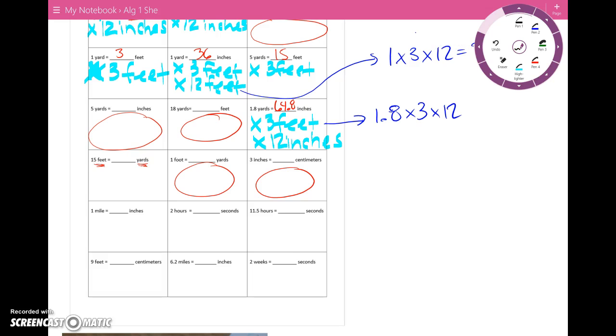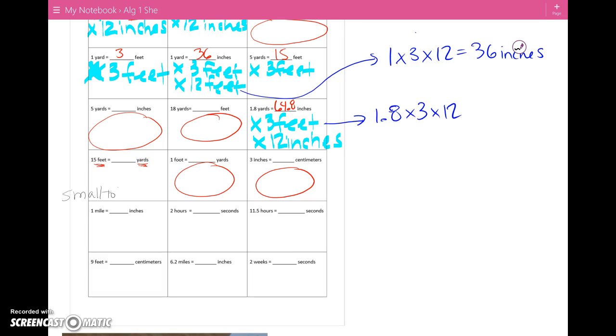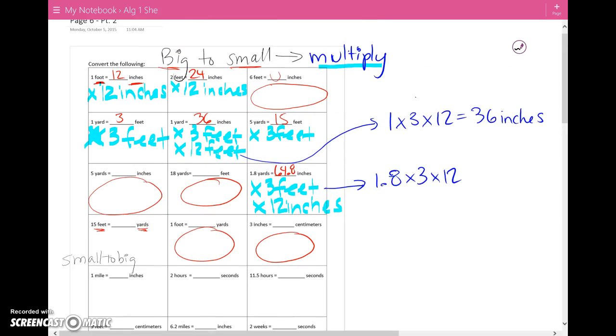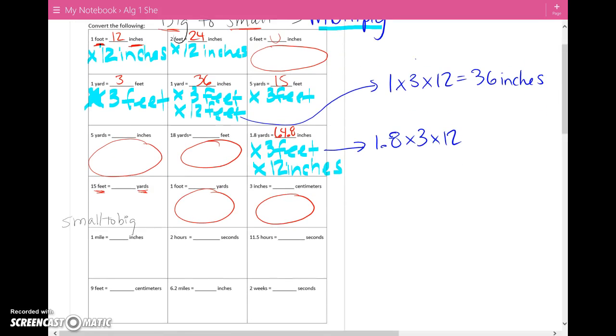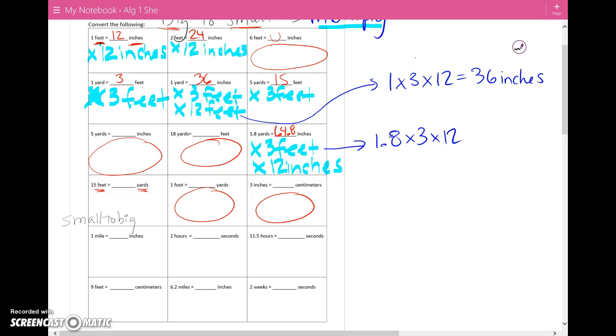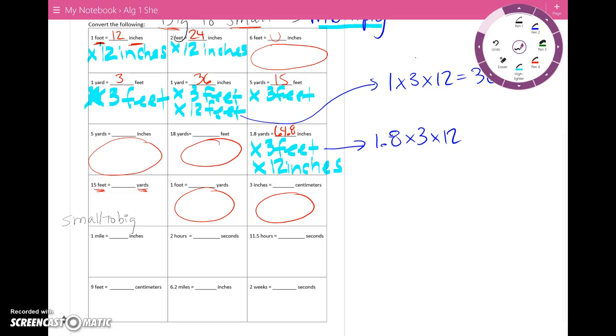This is going from small to big. Now if I multiplied when I went from big to small, what do you think I'm going to do if I go from small to big? If you didn't already guess it, that's right. We're going to divide. So I'm just going to do my little divide sign. And we're going to do it in pink. And you're basically going to do the same thing but backwards.